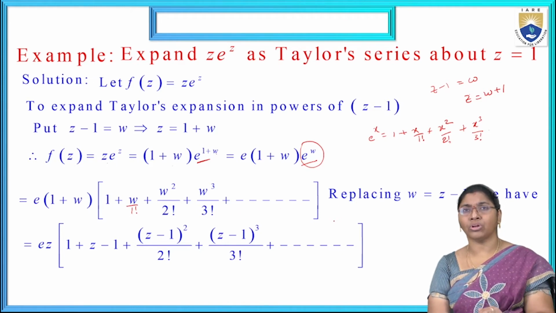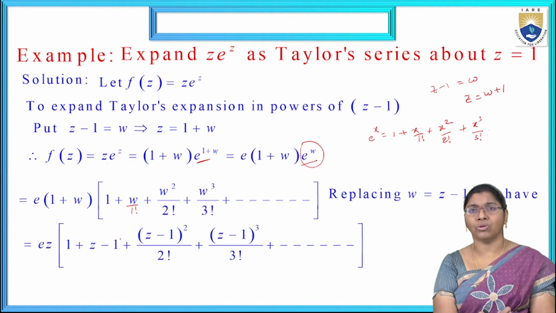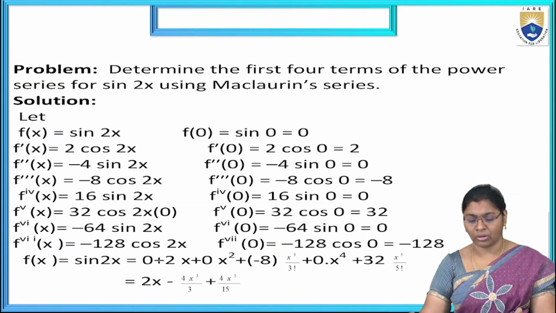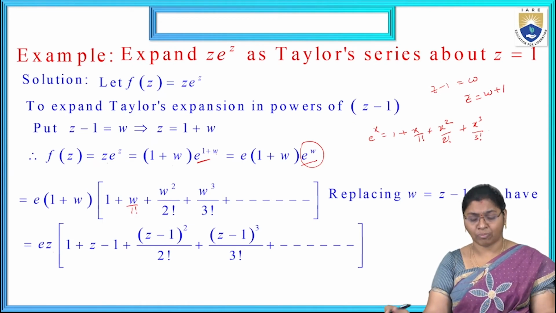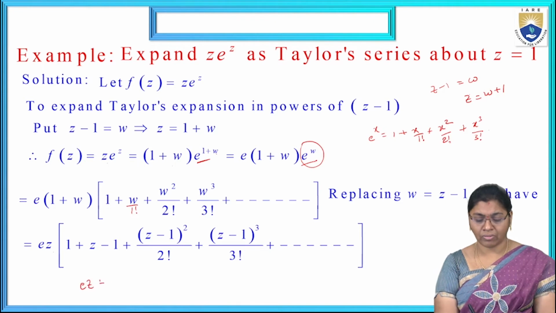Now again substituting w = z - 1 back. Here z - 1 + w is nothing but z, so we get e z plus this complete structure. This we can also write as an expansion, which is e^z, e z plus e z^2 minus e z.